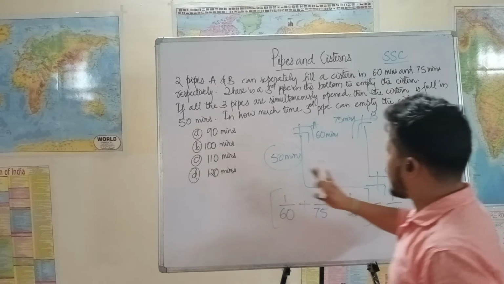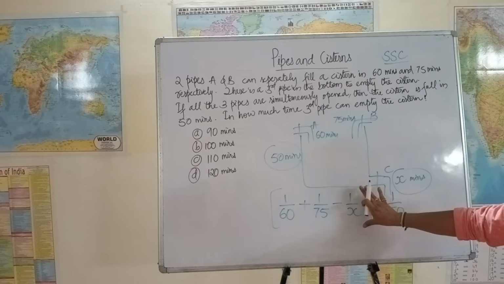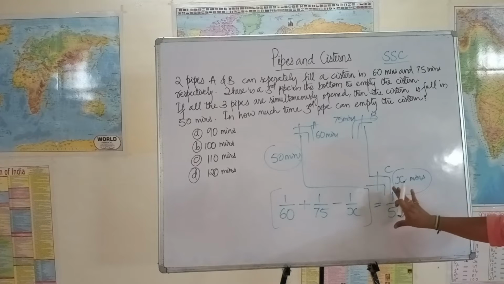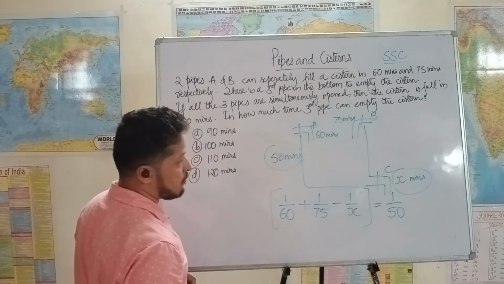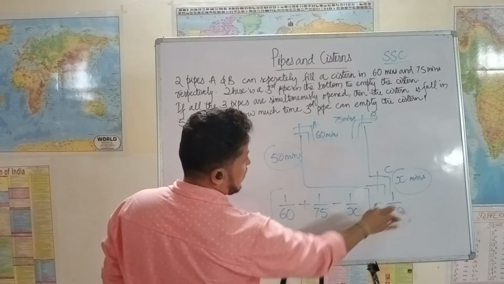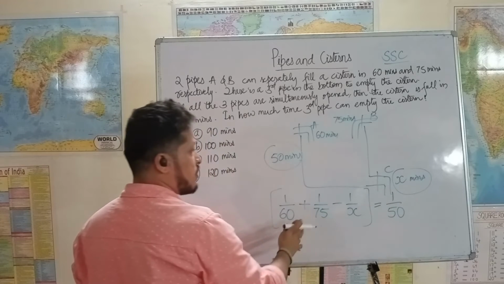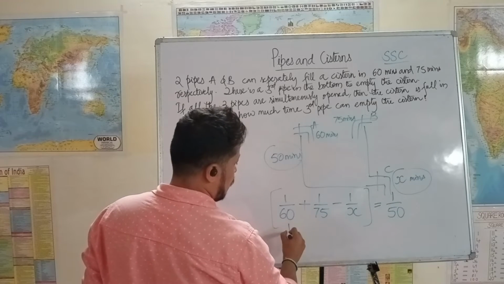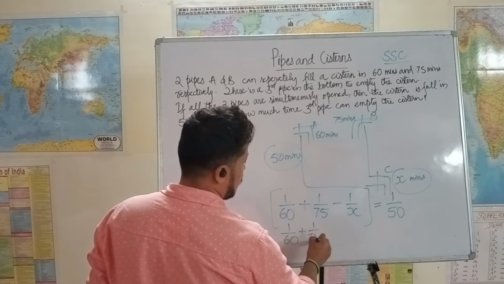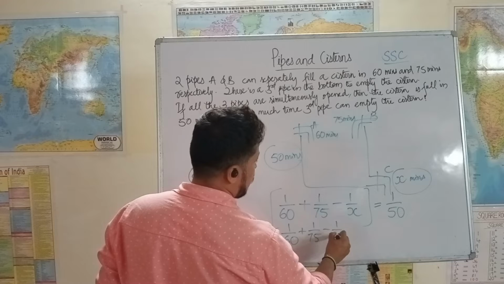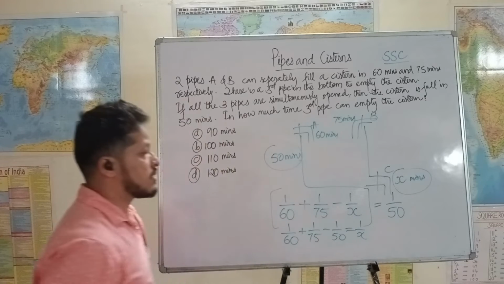In 50 minutes, the entire work is completed. That means every minute, these three pipes together complete 1/50th of the work. Now let's simplify to find the value of X. Let's take X on the right hand side because it's minus, and bring that 1 by 50 to the left hand side. Then it becomes 1 by 60 plus 1 by 75 minus 1 by 50 is equal to 1 by X.